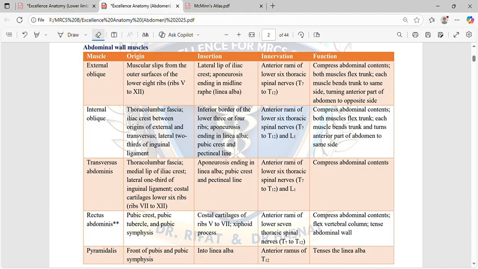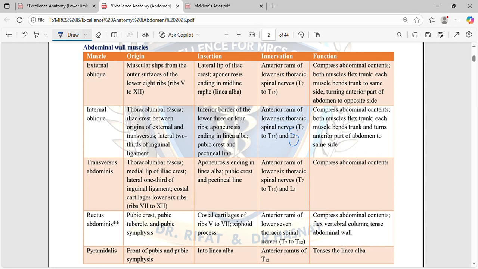The nerve supply for the external oblique is the anterior rami of the lower 6 thoracic spinal nerves, T7 to T12. Same is for the internal oblique, T7 to T12, and L1. It also compresses the abdomen, helping in raising the abdominal pressure, and also flexes the trunk. Each muscle bends the trunk and turns the anterior part of the abdomen to the same side.